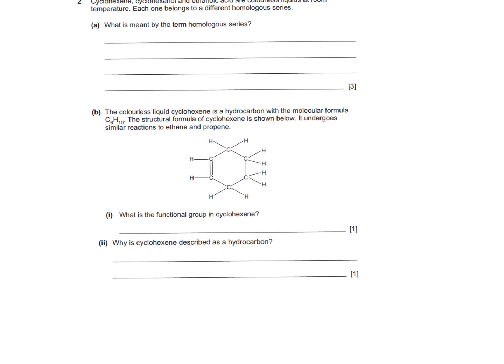On to B part 1. What is the functional group in cyclohexene? Well, you can see it here, and you can also identify it by the name. It ends in ENE, so that means this is an alkene, and alkenes have this C double bond C. Or you could write it as a word, carbon-carbon double bond, etc. Hydrocarbon, again, compounds or molecules that contain hydrogen and carbon only.